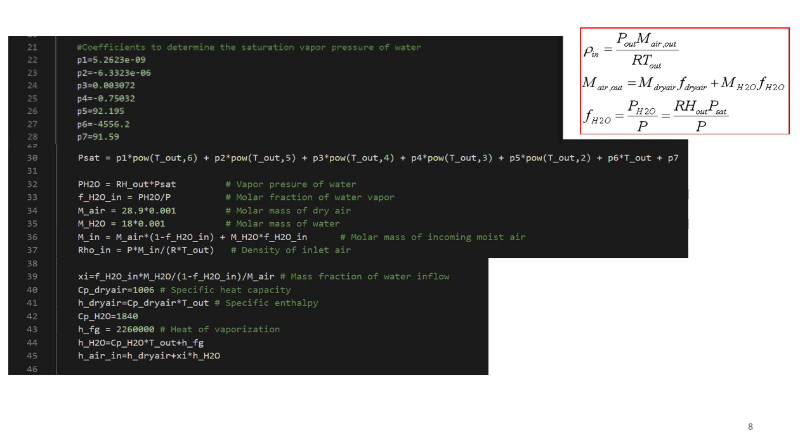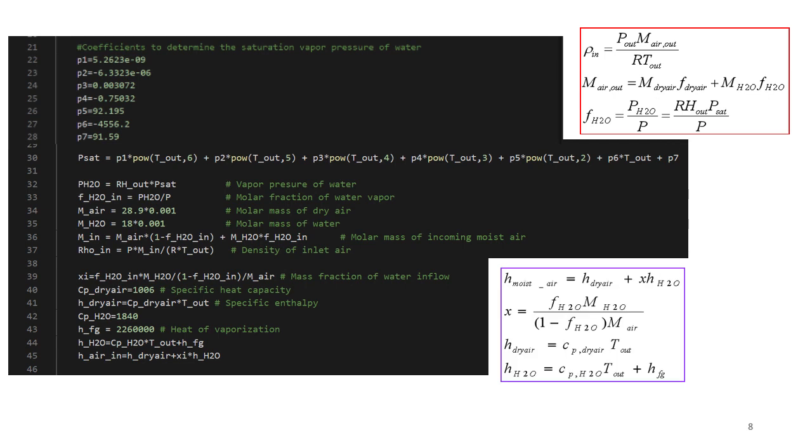Next, we move to calculate H in. H in is the specific enthalpy of moist air flowing into the building. It is given by these 4 equations. Here, X is the mass fraction of water. We take Cp of dry air as a constant and Cp of water as a constant. And HFG is the latent heat of vaporization of water. With these details, we can calculate H in.